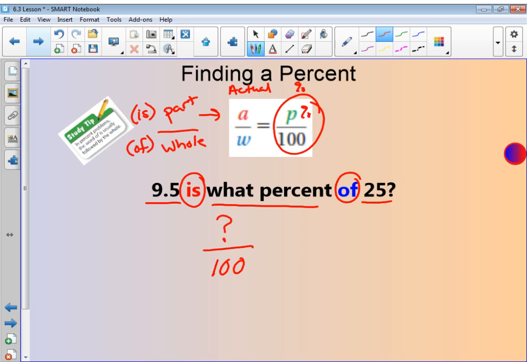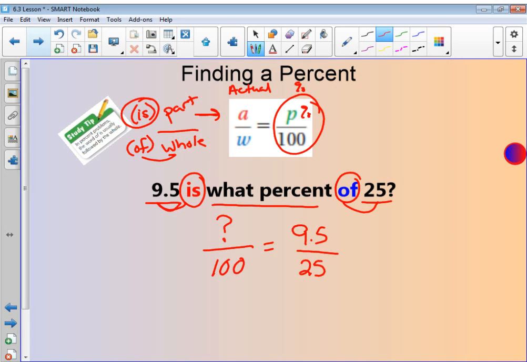Now I'm going to go ahead and do my "is" and "of." Remember, "is" is my part. So here's the number with "is," 9.5. "Of" is my whole part, so of 25.